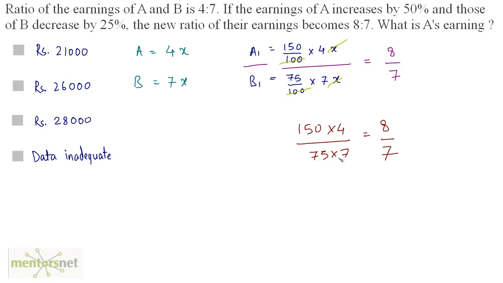Now can you go further ahead? Do you have any variable's value to be found out? We cannot find the value of x. X cannot be found because there's no such extra data that is given to us. So hence the data is inadequate in this question. You cannot find anybody's earning. So option D is the correct answer that can be marked in this question.